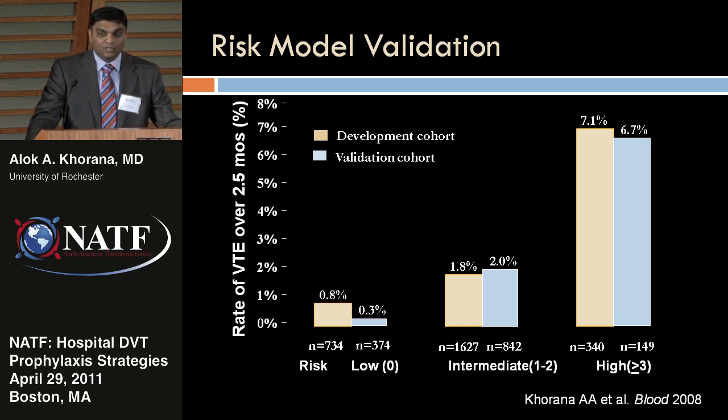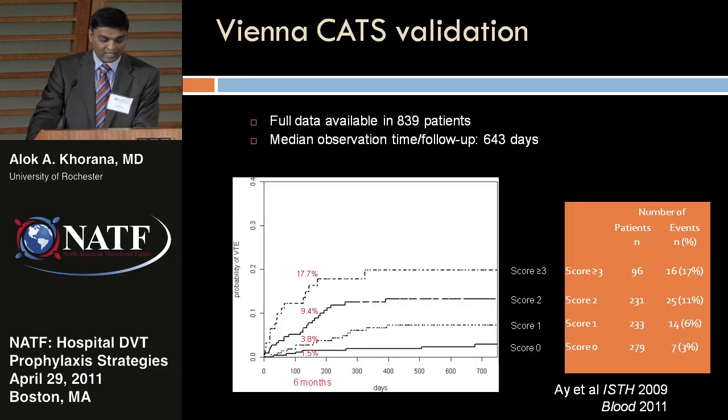The validation cohort, which was of about 1,500 patients, had similar results, less than 1% in the low-risk cohort, close to 7% in the high-risk cohort, again, over a very short period of time, 2.5 months. And these data have recently been validated by the Vienna group, which followed patients for a longer period of time. We followed them for 2.5 months. This is for 643 days, almost 2 years. And rates of VTE were even higher, 17% in the high-risk cohort compared to 3% in the low-risk cohort.